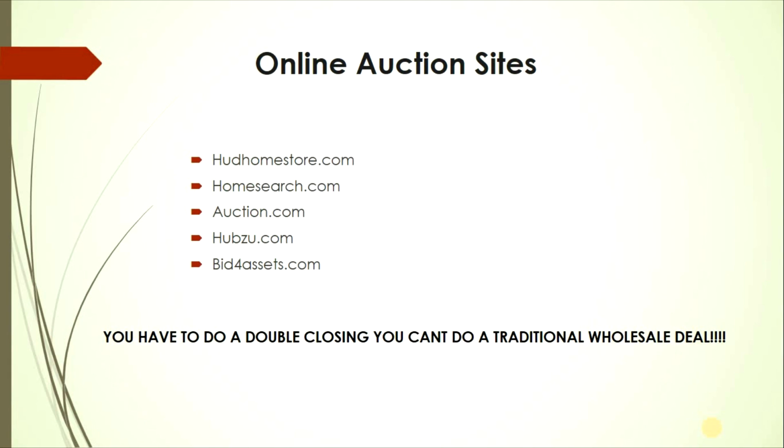Or you can go to online auction sites such as HUDHomestore.com, HomeSearch.com, Auction.com, HubZoo.com, and BidForAccess.com. With these, you have to do a double closing. You can't do a traditional wholesale deal. I will talk about double closing later in this video. So stay tuned, keep watching this video so you can learn every detail to wholesaling real estate.